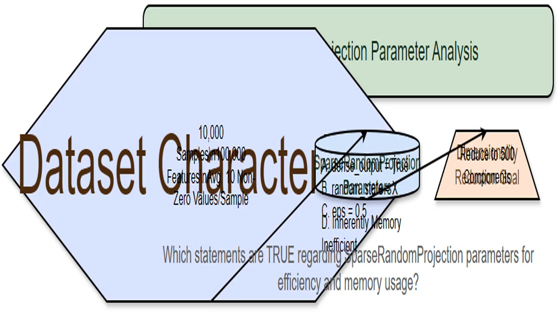A giant dataset with 10,000 samples, like rows in a spreadsheet, and 100,000 features, like columns. Importantly, it's sparse, meaning most of the data points are zeros. On average, each sample only has 10 non-zero values.